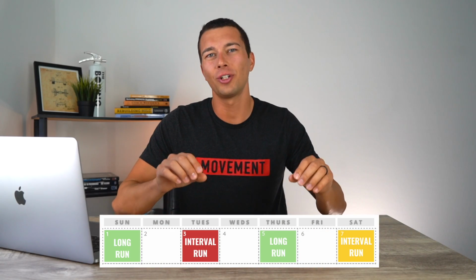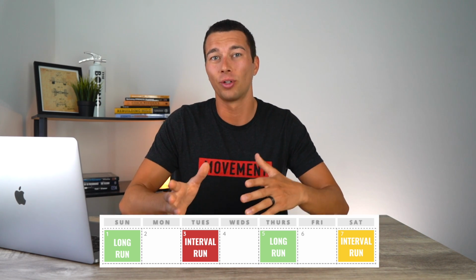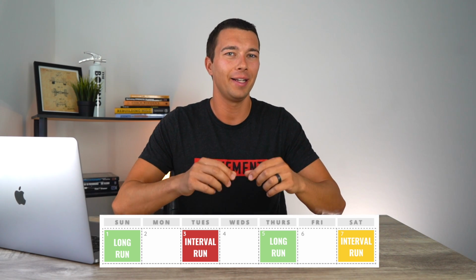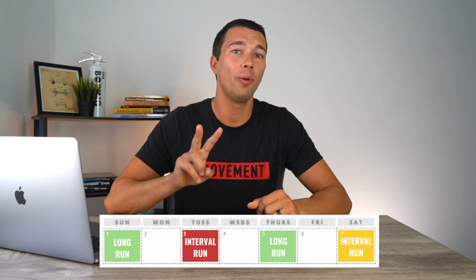So here's the basic structure that I've laid out for someone who's running 4 times a week. This you may need to modify if you want to run more or less, but we're going to talk about it as an example of someone running 4 times a week. What you can see is there's 2 aerobic training days here.